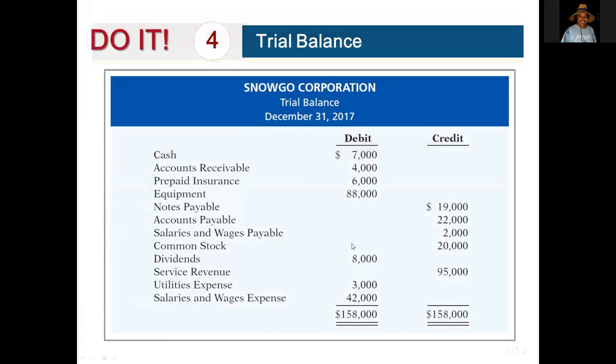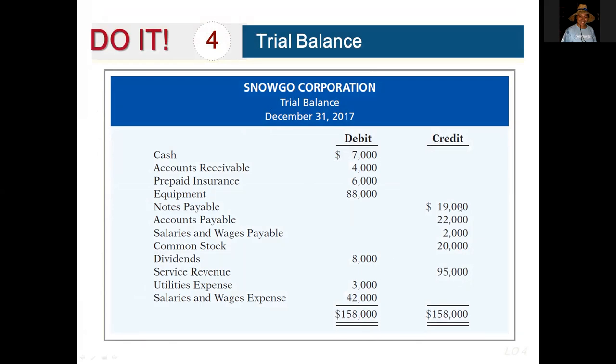If everything balances, then you know that the debits equal the credits. Does that mean that it's correct? Does it mean that the trial balance information is correct? Anybody care to try to answer that? It doesn't mean it's correct. It just means that you added up everything on both sides the same. You could still have made an error.